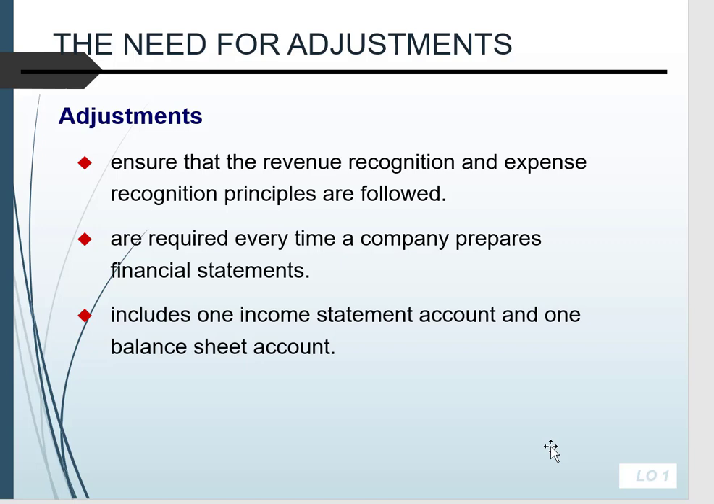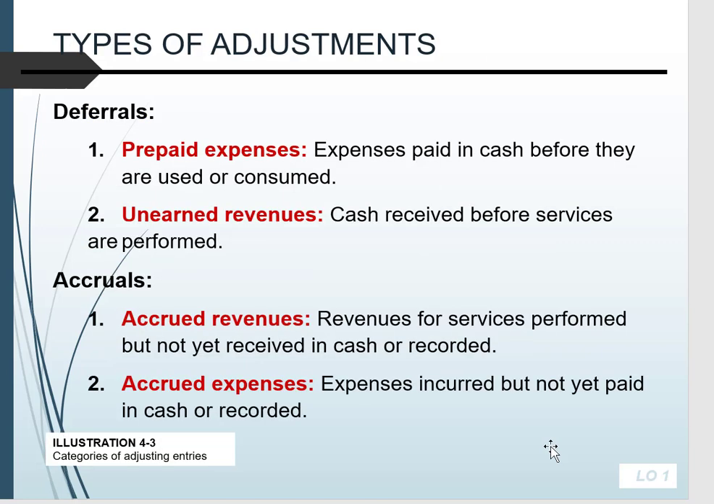This is going to happen every time we make a financial statement. We're going to have to adjust it, if you will. And typically, there's always one income statement account and one balance sheet account that gets adjusted. So let's think about what types of adjustments we could have. We have prepaid expenses and unearned revenues. This is what we refer to as deferrals, right? Something is put off to the end. The cash is off to the end, or the expense is off to the end.